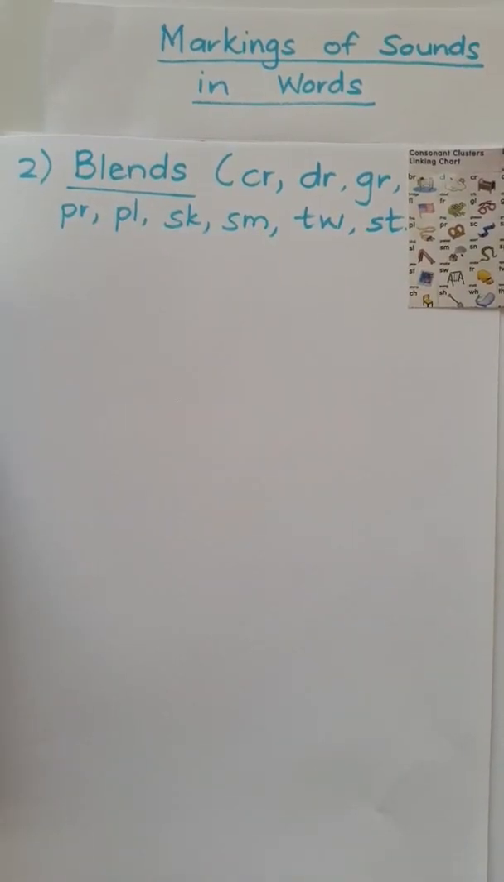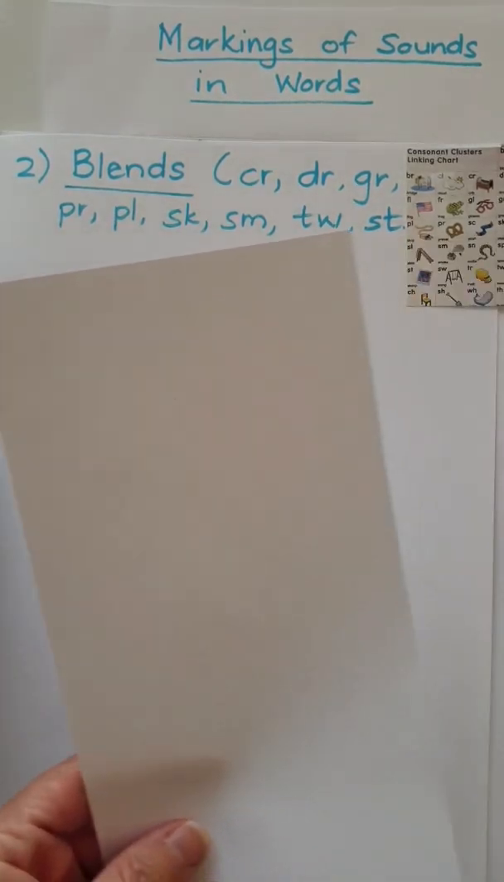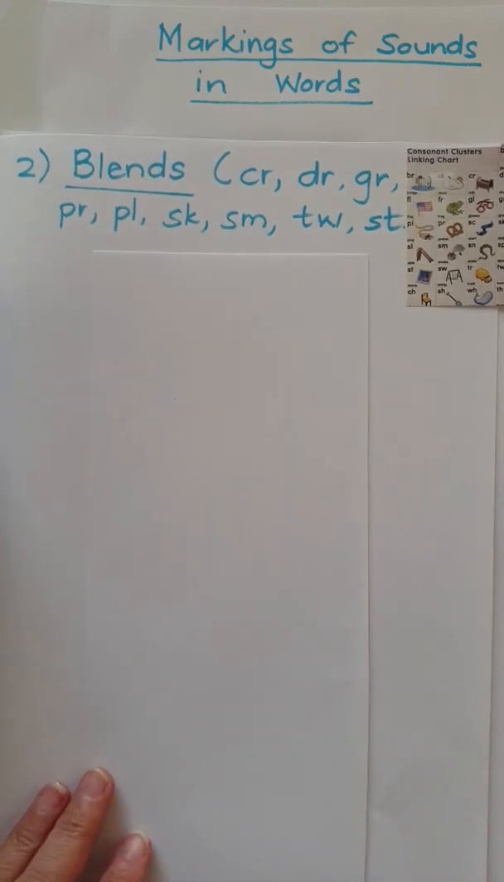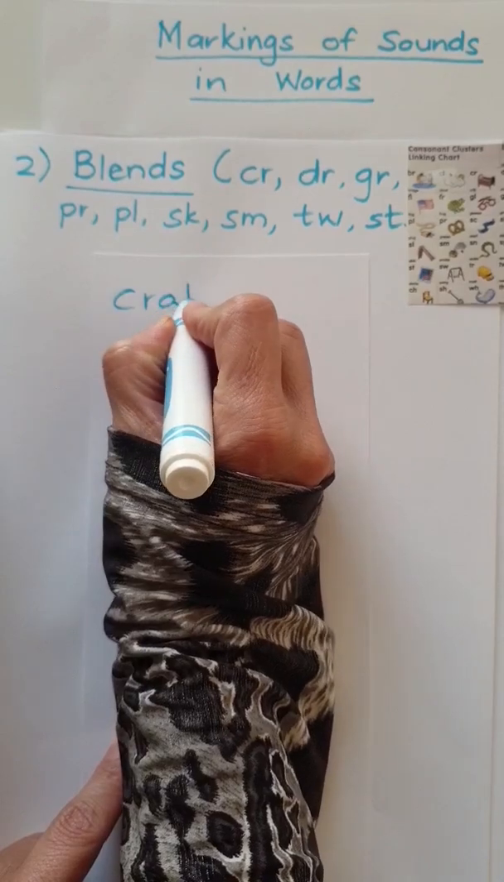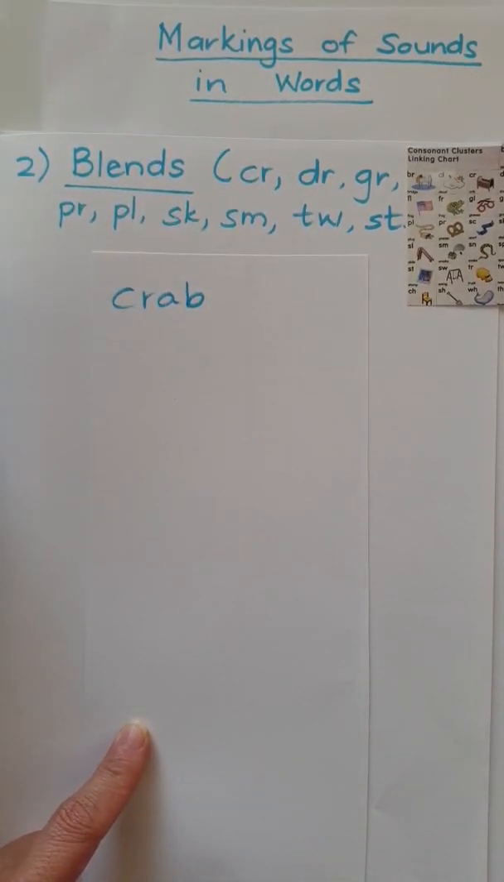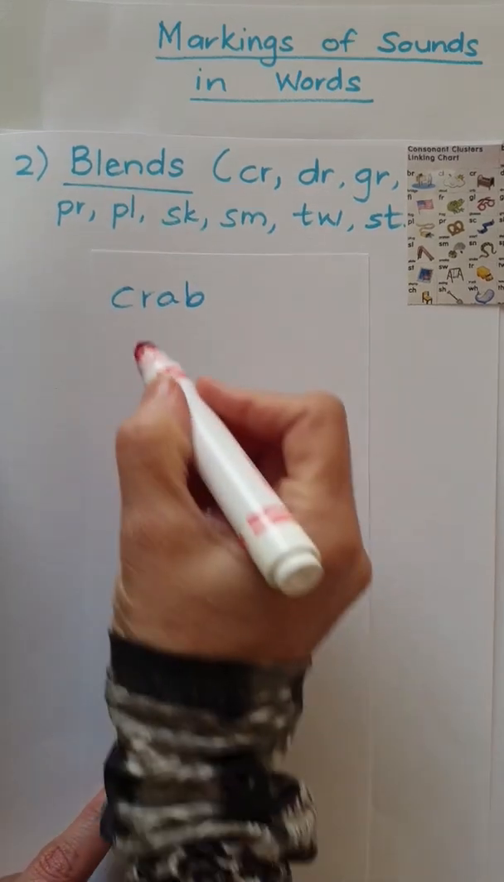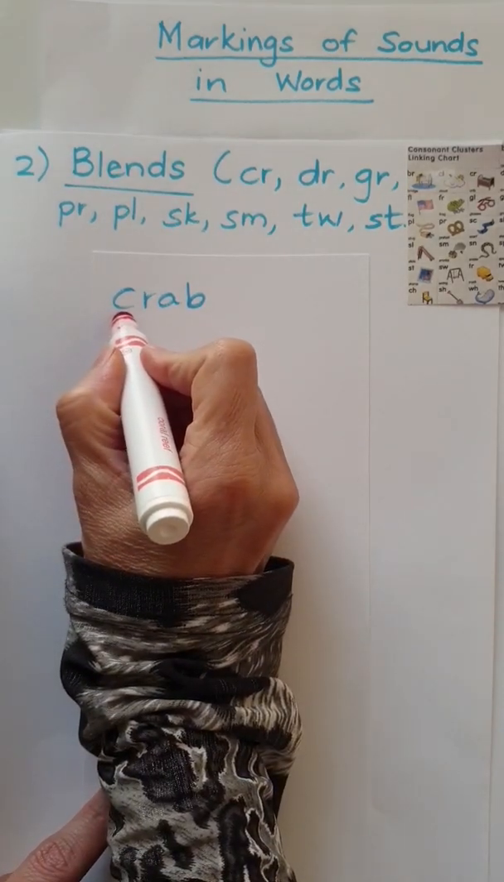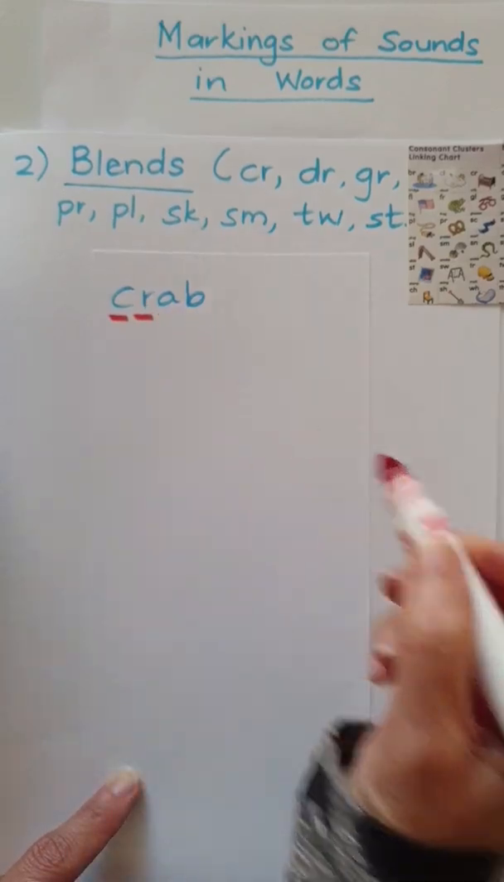We are now going to look at examples with blends in them. So the first word that we're going to be looking at with the blend is the word crab. Now we know that the blend, you can hear both the letters in the blend. So for example, in crab, cr, cr. So we can hear both the letters in the cr, cr. So we give each one a line.